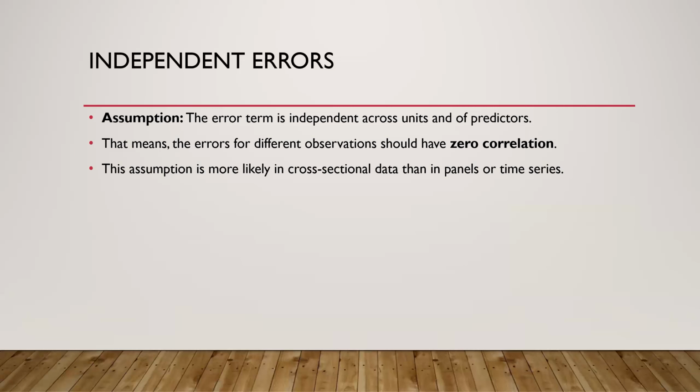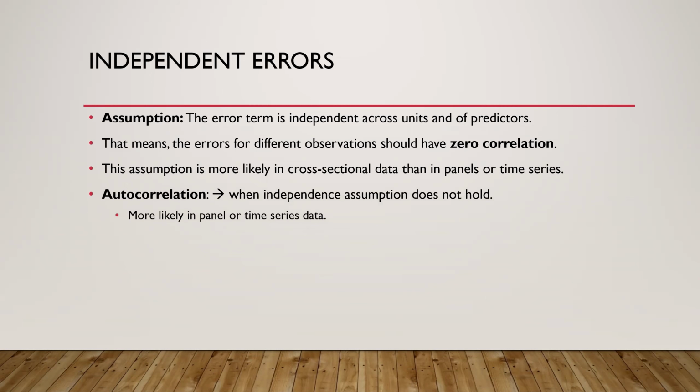In time series or panel data, we have observations coming from the same person over time. So, therefore, we can expect correlation between the errors for the same person for the different years. Okay, when this assumption is not met, we have a problem called autocorrelation. That means that we have dependent errors. The errors are correlated with each other. And this is more likely in panels or in time series.